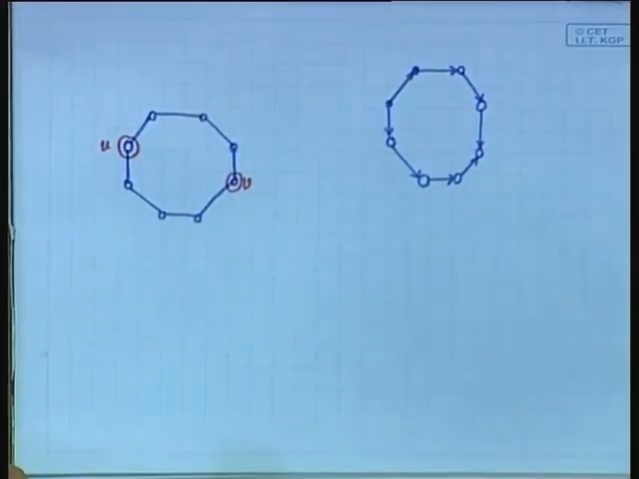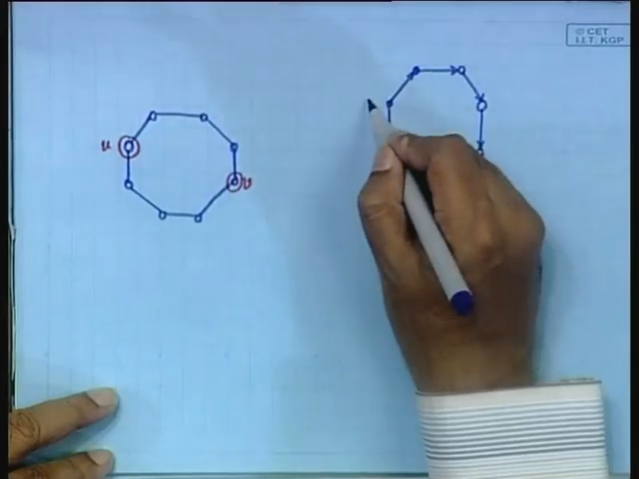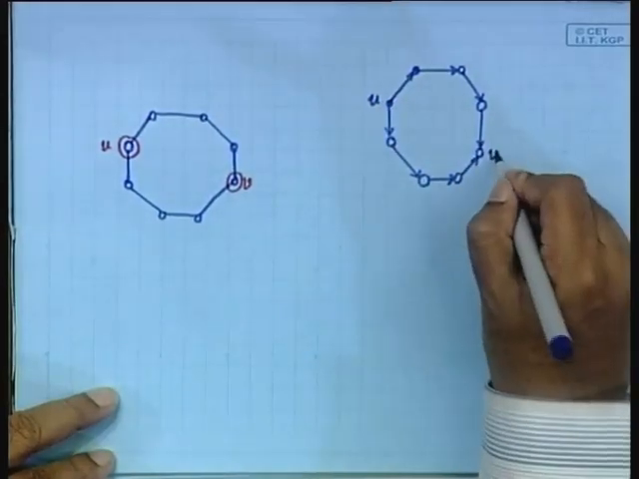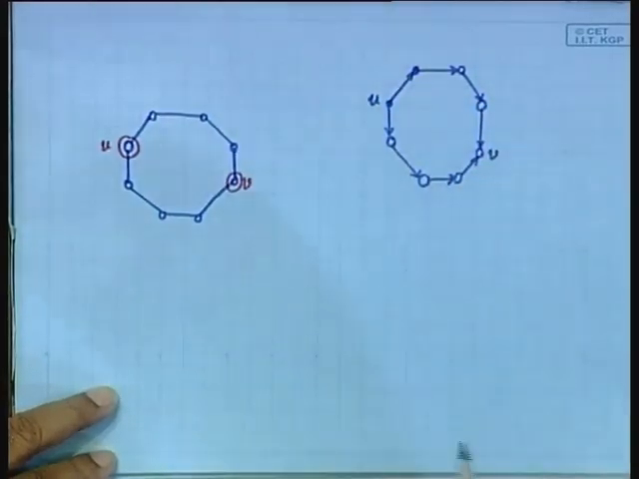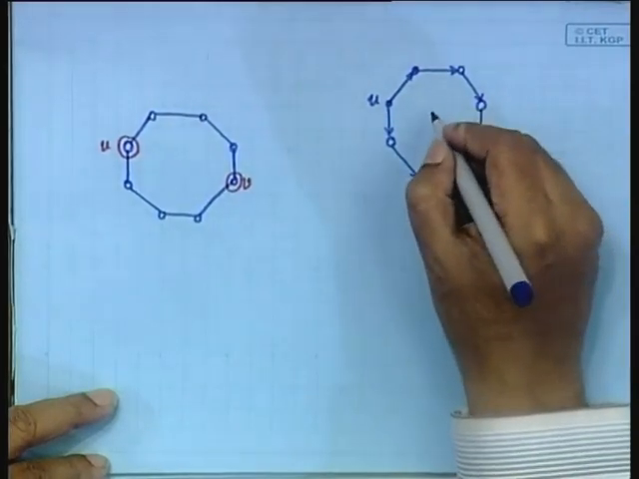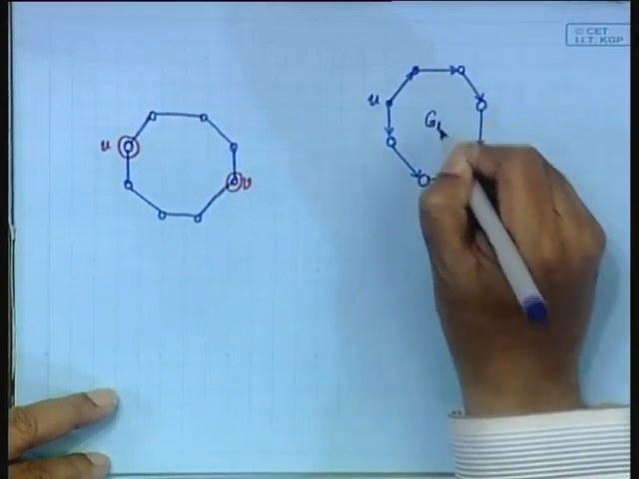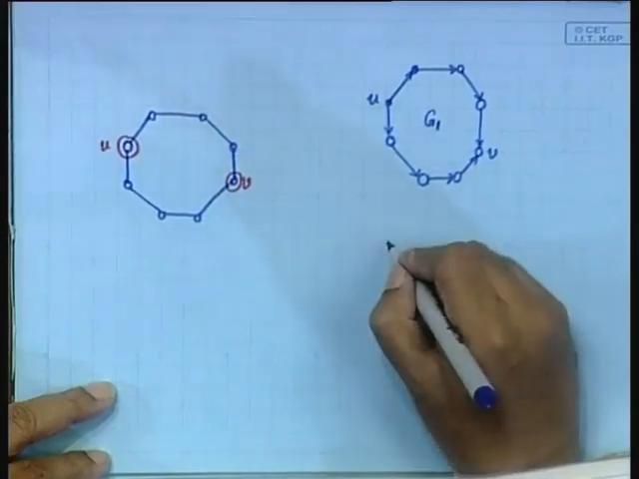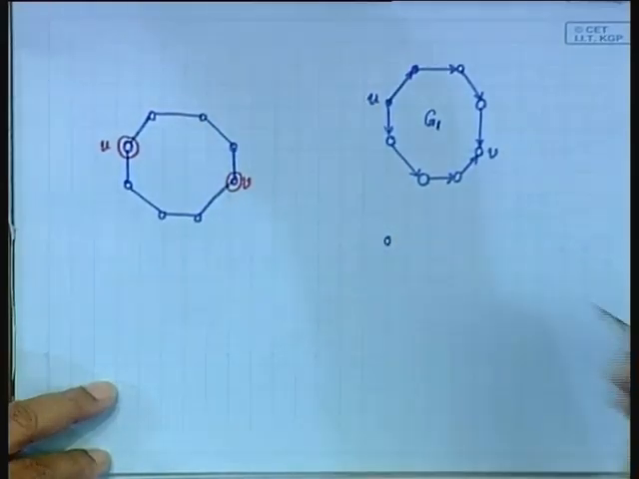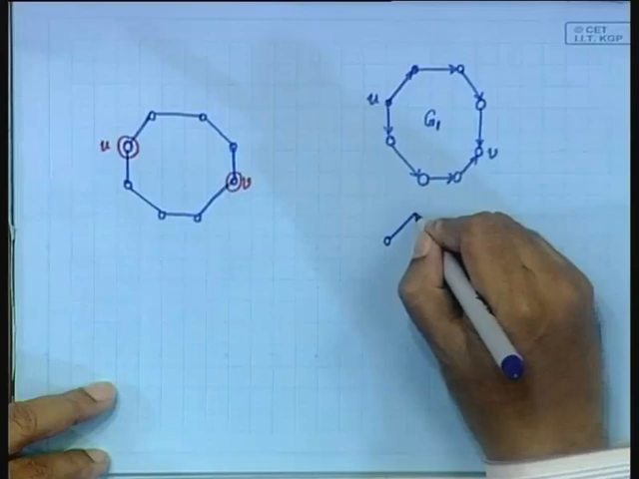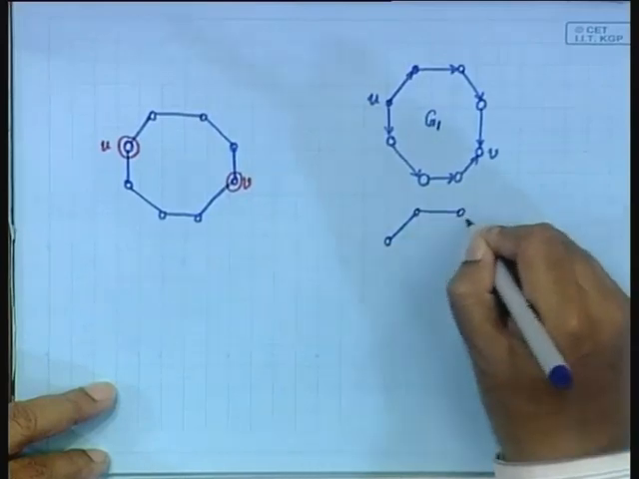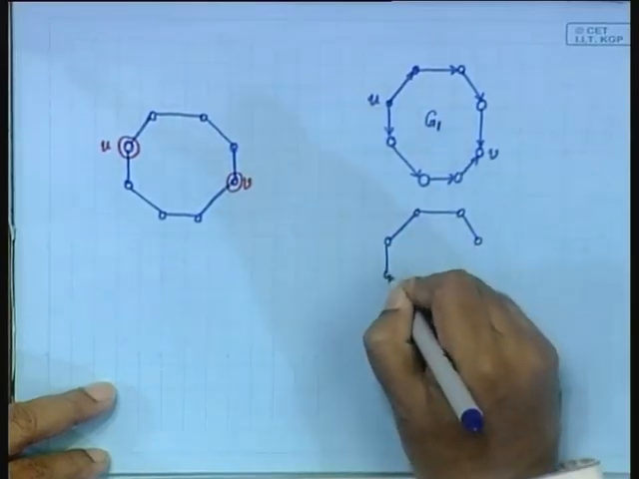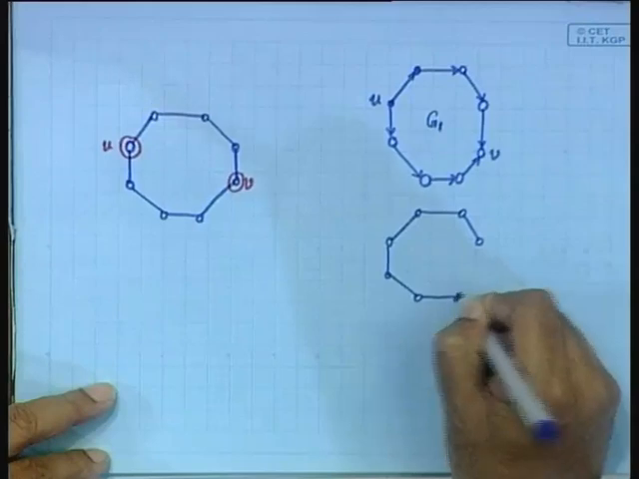Okay, so this is acyclic because there is no directed cycle here. This is my G1. Okay. Let us look at another one. Let me first draw the graph and then I will put the directions.